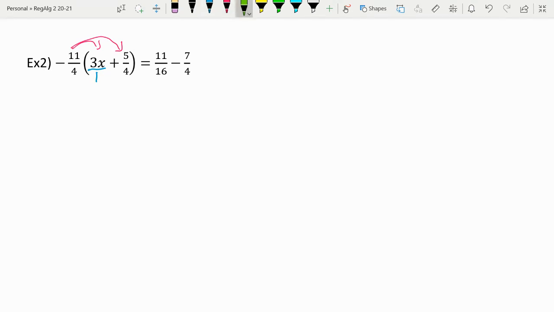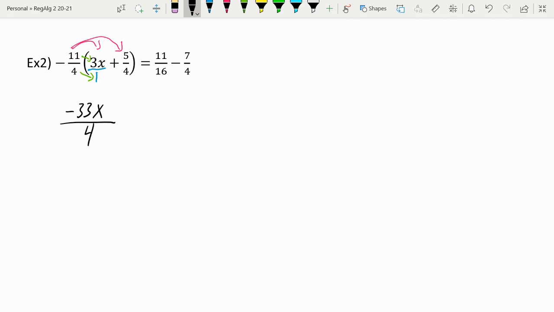And how do we multiply fractions? We multiply straight across. So numerator times numerator, top number times top number, denominator times denominator, the bottom number times the bottom number. So I have negative 11 times 3x. So that ends up being negative 33x over 4 times 1 over 4.